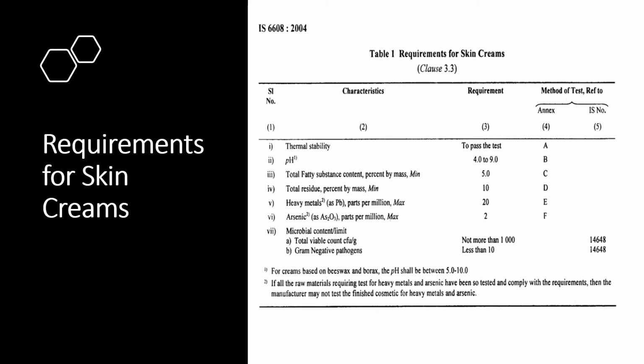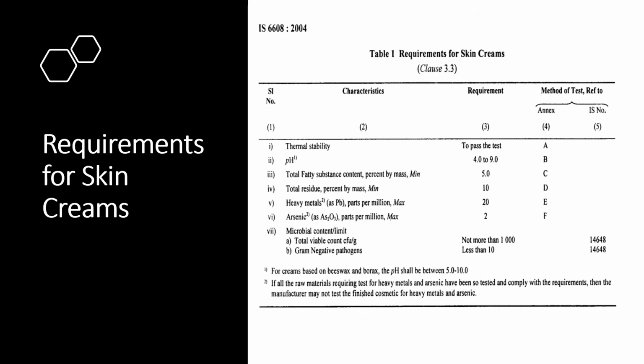The first is thermal stability. As the term indicates, you want to ensure that the product remains stable for the shelf life period. So it should pass the test, and the detailed test is mentioned in Annexure A, with reference to Indian Standard 6608/2004. The second test is pH. All skin creams should lie within the pH range of 4 to 9. One exception is creams based on beeswax and borax, where the limit has to be between 5 and 10.